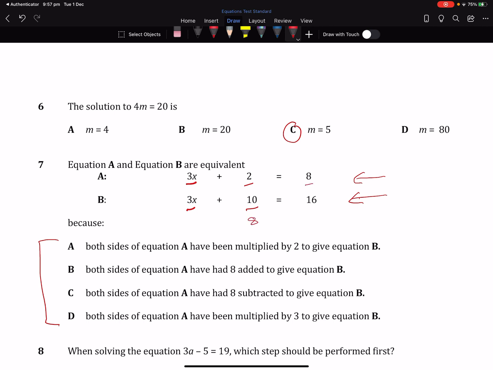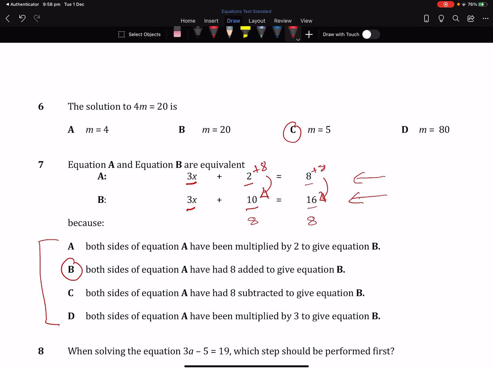Let's look at our answer. We've got an 8 and a 16. What's different between them? 8. So we can clearly see here that we have added 8 to A to make it plus 10, so that both of those are the same. So we're looking for something that equates to that. Both sides of equation A have been multiplied by 2? Certainly not. Both sides of equation A have had 8 added to become B? Yes, because we've had plus 8 added here to make that into the 10 that we see here, and plus 8 added here to make that into the 16 showing in B. So the correct answer is B, that both sides of equation A have had 8 added to give the equation that we have in B.